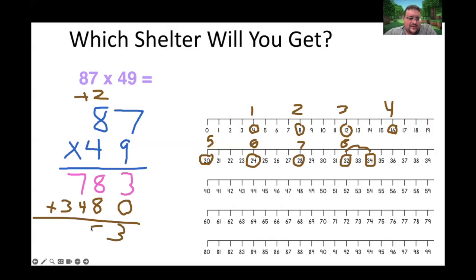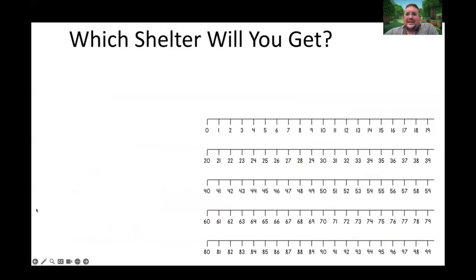3, 16, 12, and 3 plus 1, 4. 87 times 49 equals 4,263. If you got that right, give yourself a big thumbs up. And now it is time to see which shelter we will get.